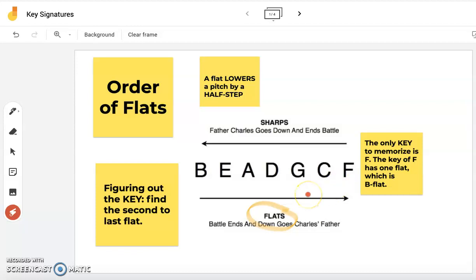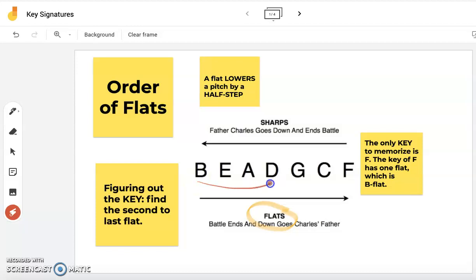So the purpose of a flat is to lower a pitch by a half step, and to figure out the key using flats, you have to find the second to last flat. So let's say you have 2 flats, B flat and E flat. 1, 2. The second to last flat is a B, so you would be in the key of B flat.